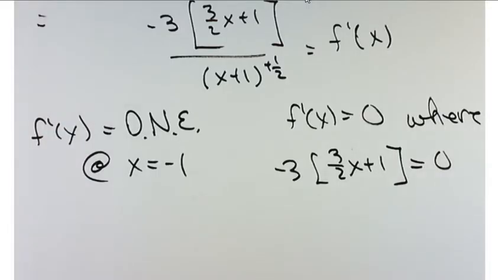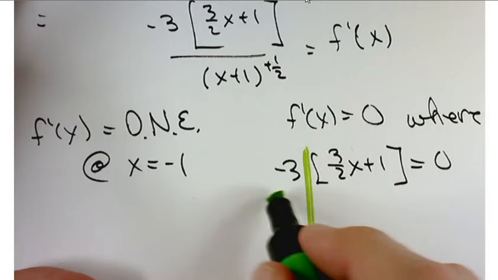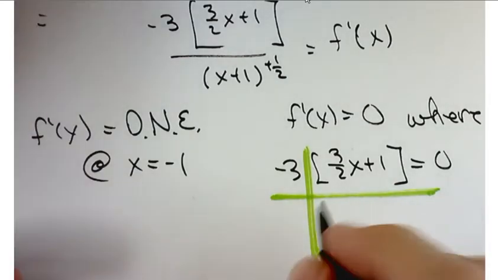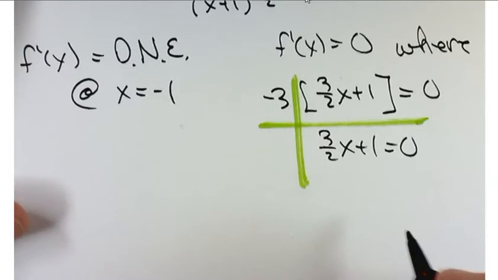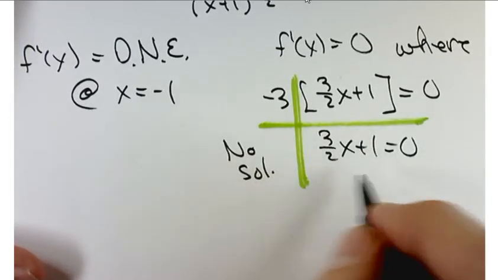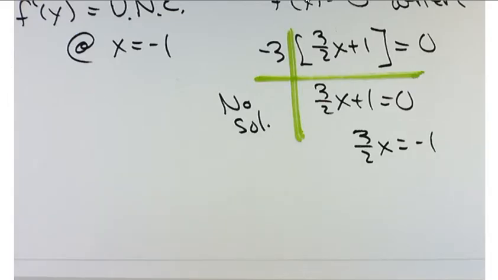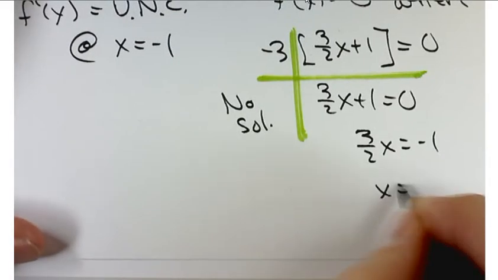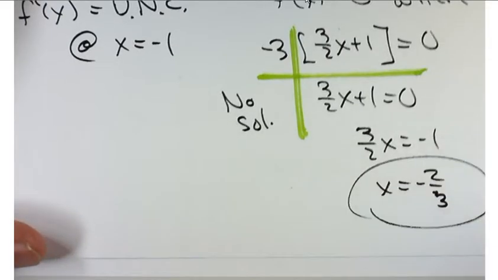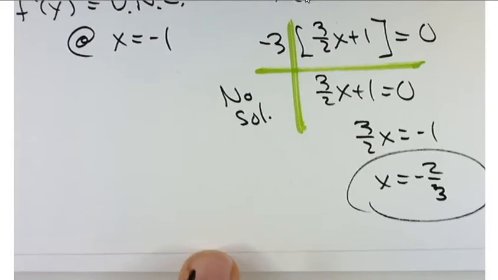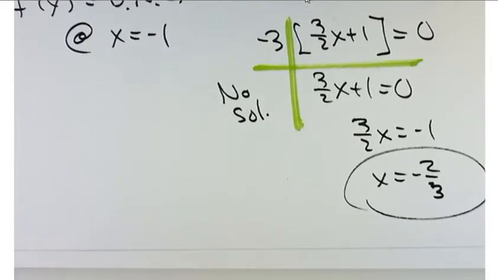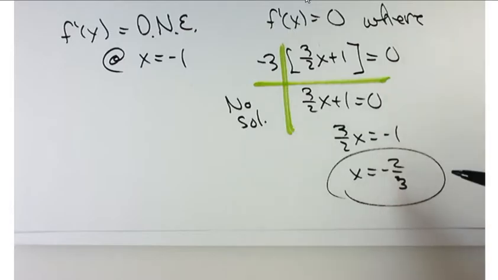So does the negative 3 affect anything? Can negative 3 equal 0? No. So really it's where 3 halves x plus 1 equals 0. No solution here. Or 3 halves x equals negative 1. Multiply both sides by the reciprocal here, 2/3. X equals negative 2/3. Okay, there's your other extreme value. Now, in a problem, you might be able to trace to that on your calculator and figure out, okay, it's negative 2/3, but quite often these points can be even more obscure than something like this, and this is a skill that I want you to have in terms of that kind of factorization.